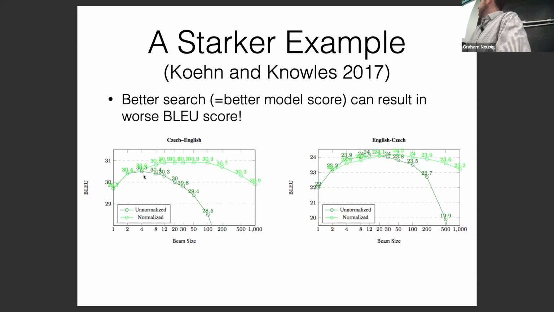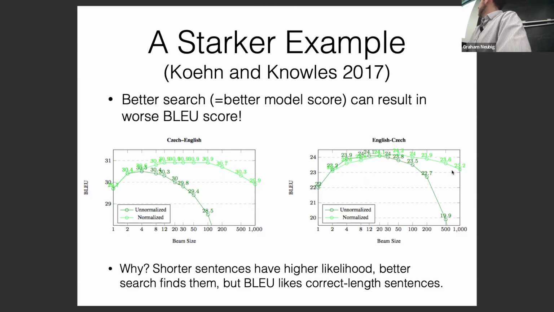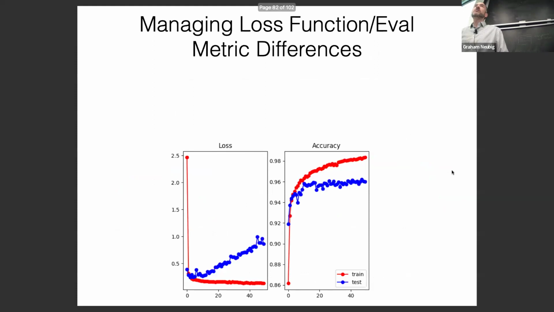So there are hacks around this for beam search, where essentially what you do is you take the average log likelihood of each token instead of the overall log likelihood. And that improves a little bit, but still you can see as you search more, the accuracy goes down. So that's the general idea here. There's a bunch of ways you can fix this.